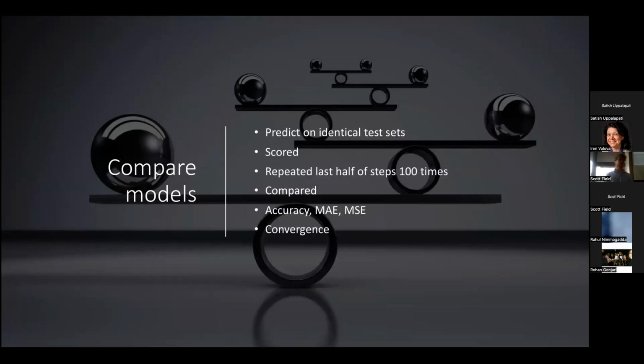So we wanted to use these to predict on identical test sets, which we did. And we scored these images and repeated the last half of those steps 100 times to ensure that the results are valid. And then we compare the results. So we're looking at accuracy first, as we want to compare to previous uses of this data that looked at accuracy. But also we want to look at MAE and MSE, because error values in this kind of scenario are important.